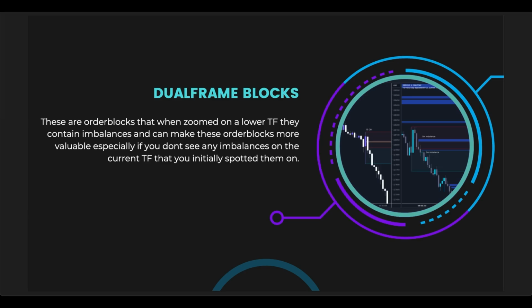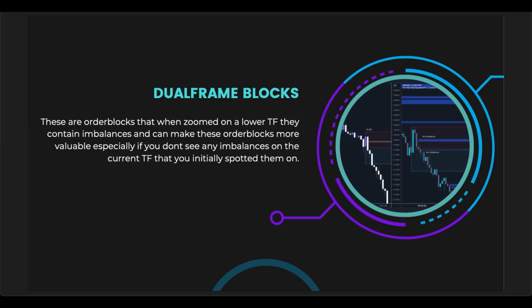especially if you don't see any imbalances on the current time frame that you initially spotted them on. Now, I don't know if you've noticed, but sometimes price will react off of a certain level or order block, and you'll say, why did it react off of that? There's no imbalance near that order block, but for some reason price still came down there and decided to touch it, right? Well, that's because there was probably some kind of imbalance or even liquidity inside that order block that price decided to come down and take before heading up.